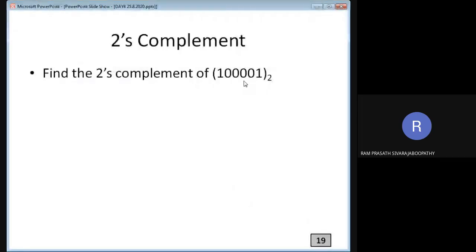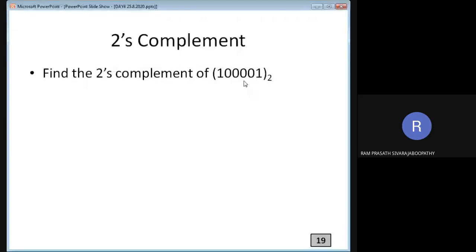100001. Try to find it out. What is the 2's complement of this number? Type it in the chat box. First we have to take 1's complement, then we have to add 1 with it.